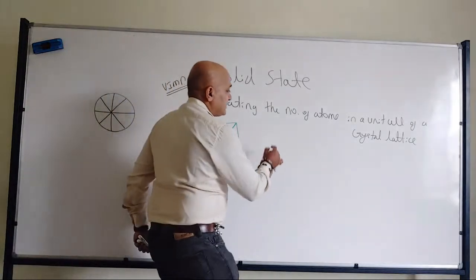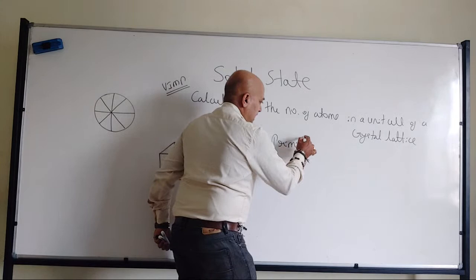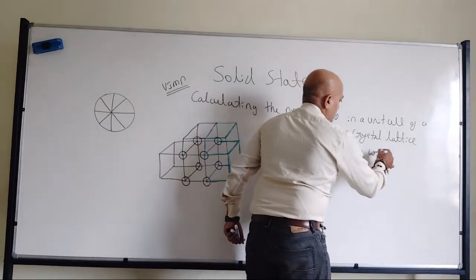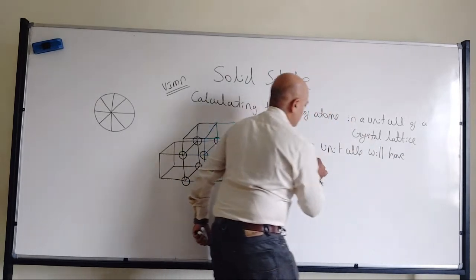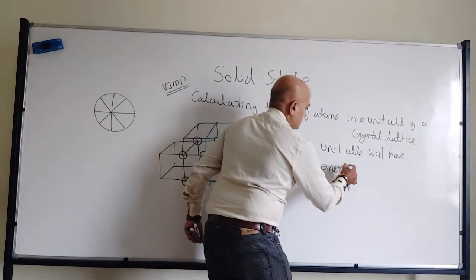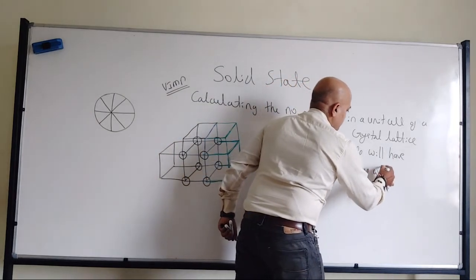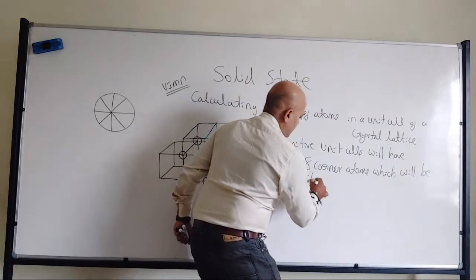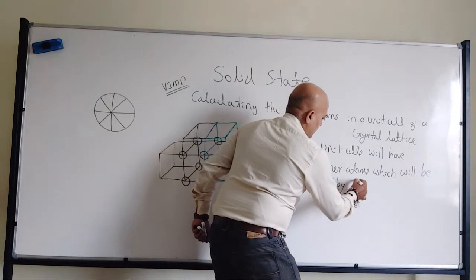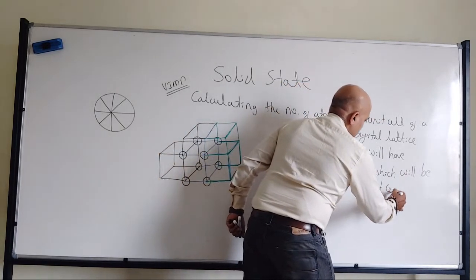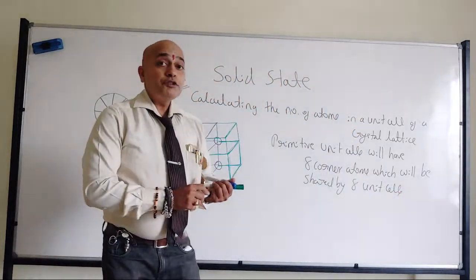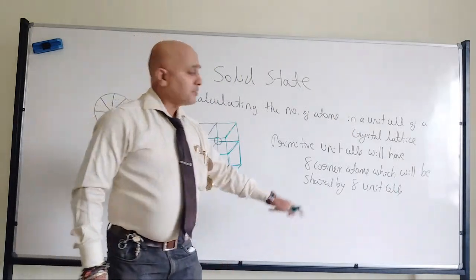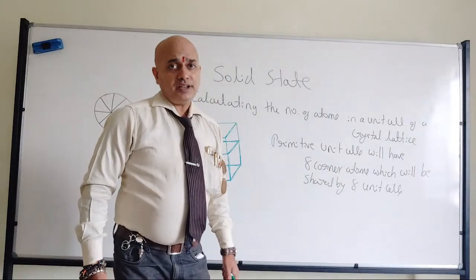So what you can do is, primitive unit cells, I am talking about primitive unit cells, will have 8 corner atoms, which will be shared by 8 unit cells. Like this you can write, or which will be shared by 7 other unit cells. Total it became 8 only. So you can write like this, which will be shared by 8 unit cells.